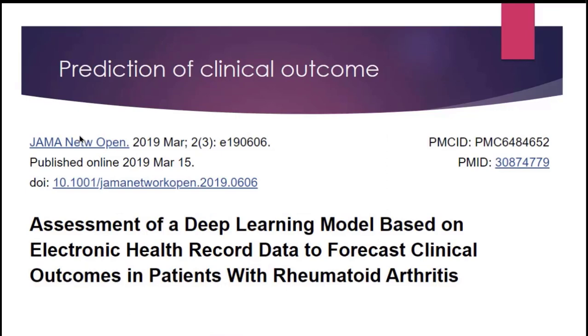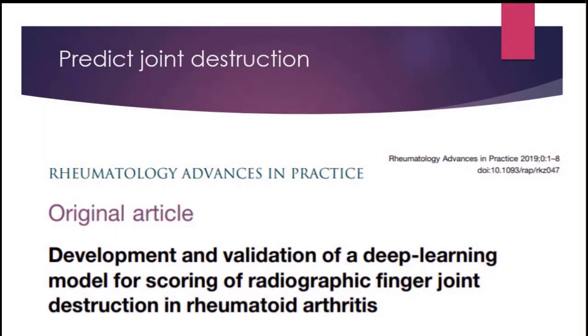We can also use machine learning for the prediction of clinical outcomes. In this study, with the help of machine learning and using electronic health record data, the clinical outcome of rheumatoid arthritis was assessed. In this study, deep learning models were used for scoring radiographic finger joint destruction in rheumatoid arthritis.